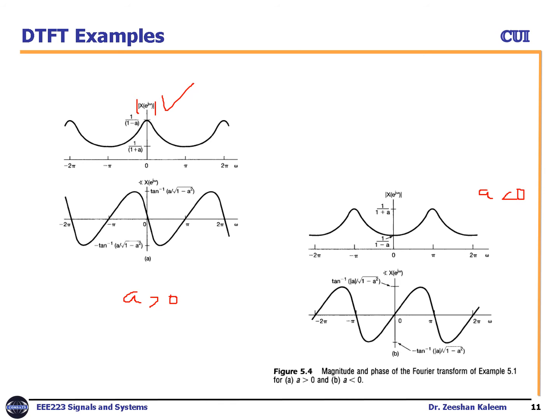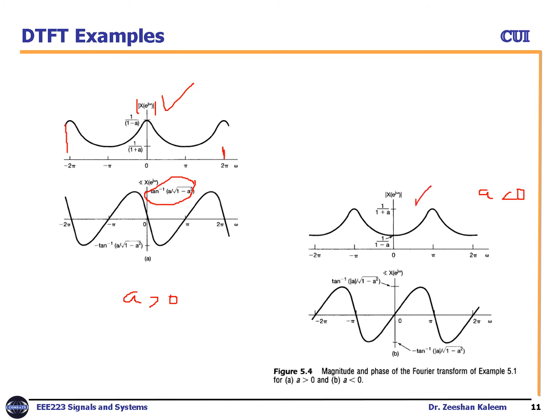it is repeating after 2π. This is the 2π period, and this is minus 2π, so it will continue repeating. And this is the phase plot, minus tan inverse of a over (1 minus a) squared. Using the equation we found on the last page, you can find the exact value. So this is the magnitude plot, and this is the phase plot.